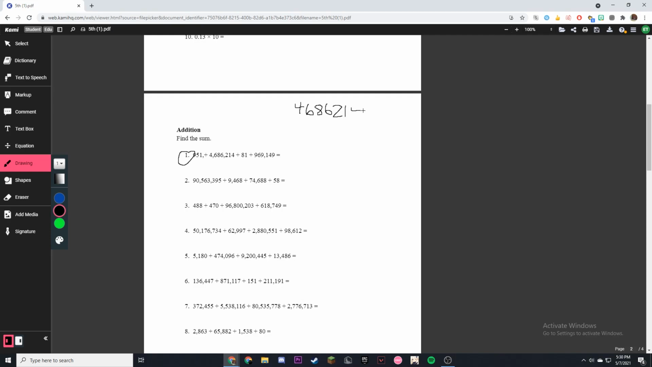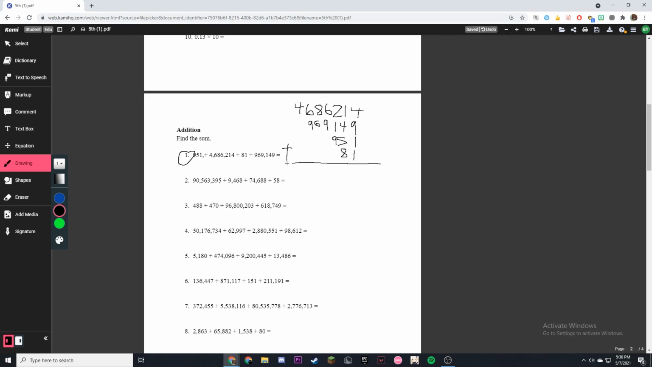4,686,214. And then the next greatest number is 969,149. And the next number is 951. And the last number we have is 81.